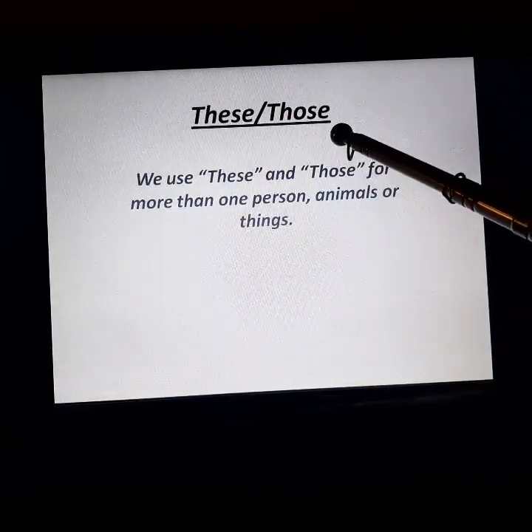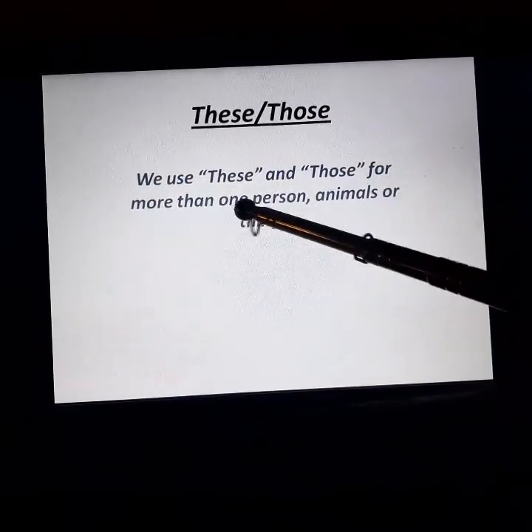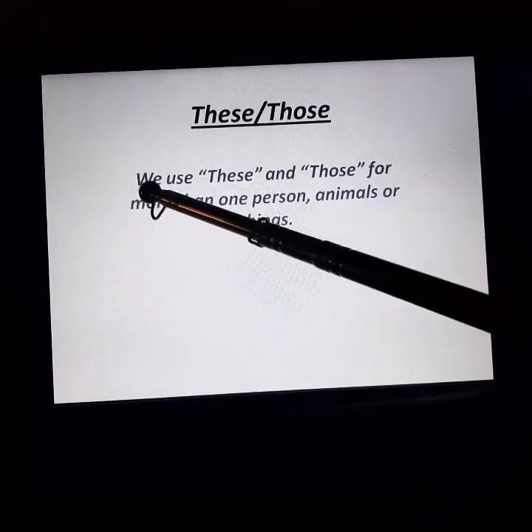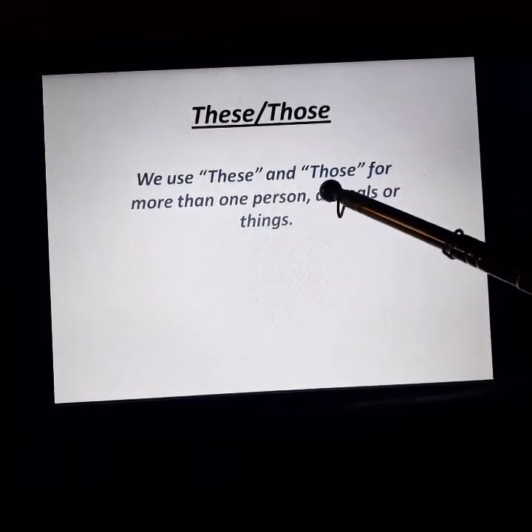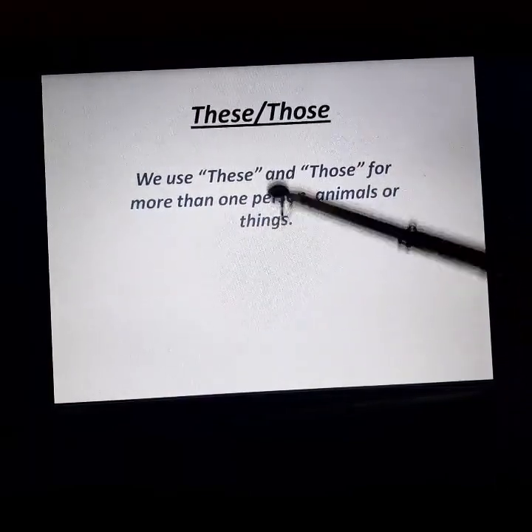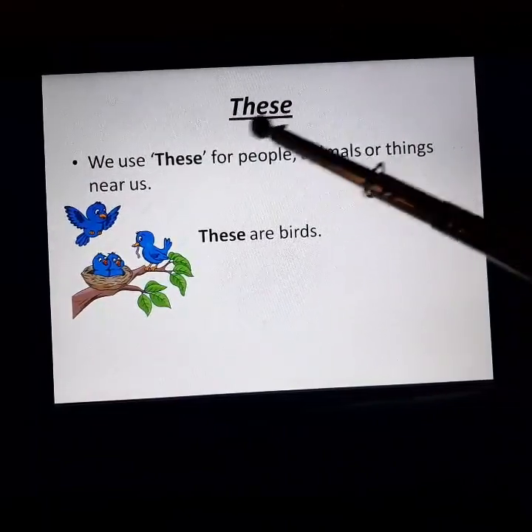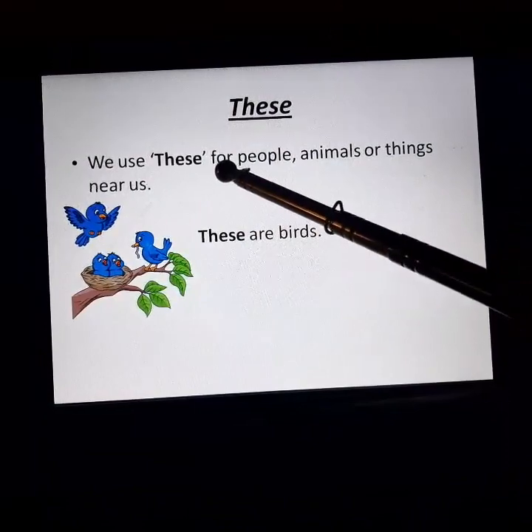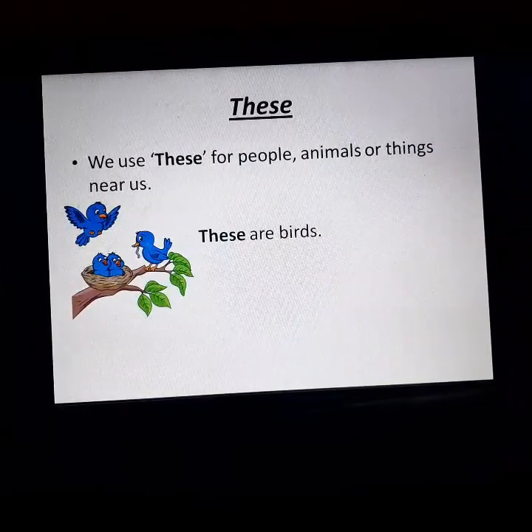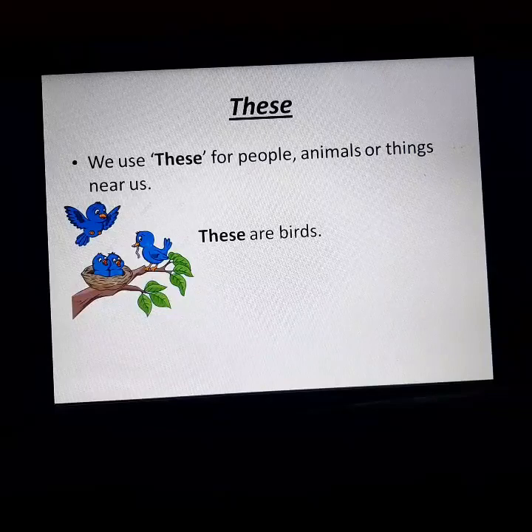These and those. We use these and those for more than one person, animals or things. Once again, children, we use these and those for more than one person, animals or things. Now let us see, where do we use these? We use these for people, animals or things that are near us, that are close to us. Now these is used when we talk about many things.